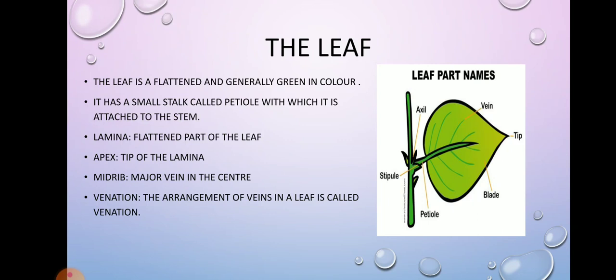Midrib is the middle or major vein which is present in the center, and from where the different veins come out or branch out. Then we have venation. Venation is the arrangement of veins in a leaf. How is it arranged? There are different kinds of venations in different plants which we are going to talk about in the next slide. I hope you are all well acquainted with the different parts of the leaf. I will repeat it once more. We have lamina, apex, midrib, and petiole is the part by which it is attached to the stem.